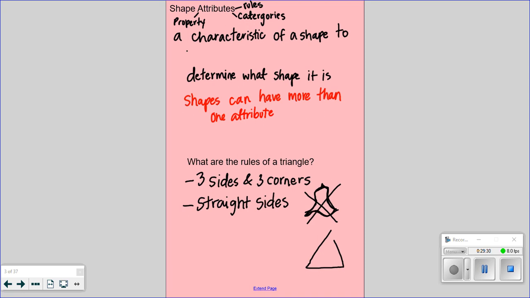Is that a triangle? No, it's not connected. Not a triangle, not connected. We have a special name for this. We call it closed. That shape is not closed. It's got an opening. So it must be a closed, aka connected shape. You don't have to write my non-examples if you don't want to, that's fine. But you do need the rules. So right there, our triangle has 3 rules.